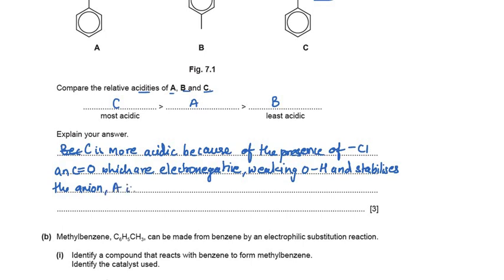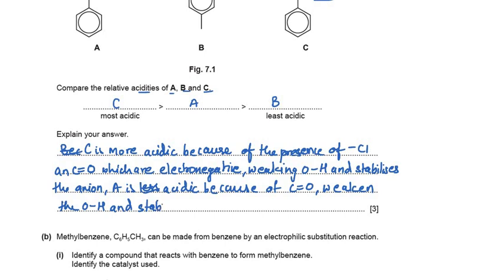Next is A. A is again acidic but less acidic. I'll say it is acidic because of the C-O bond present, again electronegative, which weakens the OH bond and stabilizes the anion. Compared to the phenoxide ion, the anion of A will be more stable. So I am specifying it here, compared to compound B, the phenoxide ion.